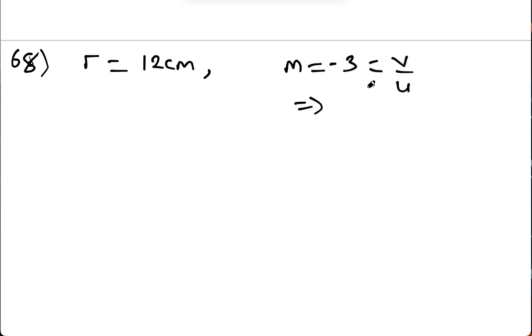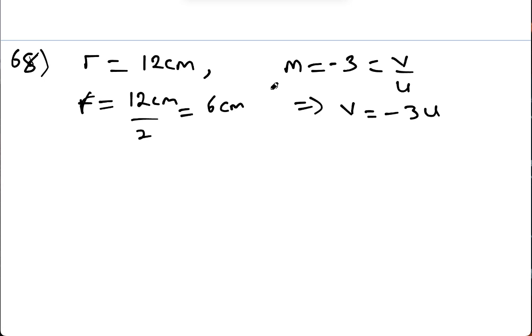So that implies that we can easily write V in terms of U, such that V will be equal to negative 3U. And we have the radius of curvature in this place. That means that the focal length will be 12 centimeters divided by 2, which is 6 centimeters, because focal length is half of the radius of curvature.